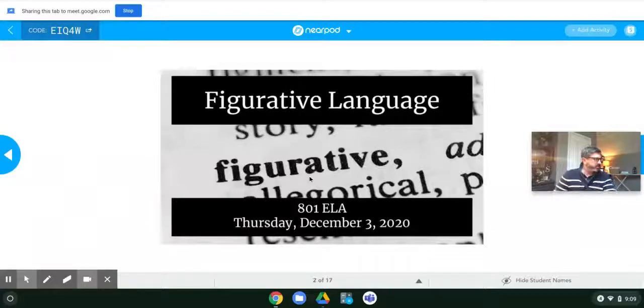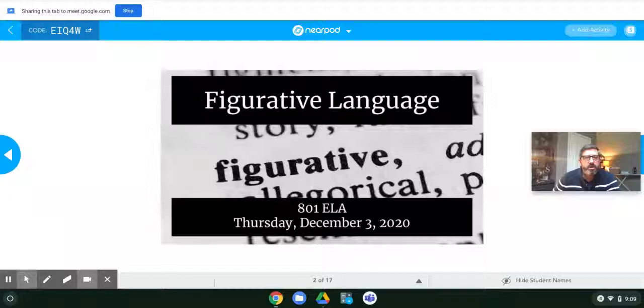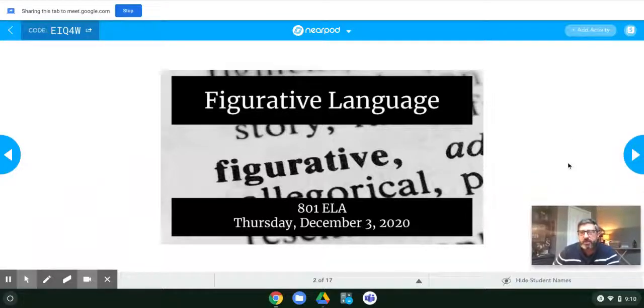All right, so we're talking about figurative language today. I don't know if you recall, but on Tuesday, I mentioned that we were going to read a short story called The Telltale Heart by Edgar Allan Poe. And in that short story, he uses a lot of figurative language. So I thought it'd probably be a good idea to introduce you to the different types of figurative language before we started reading that.